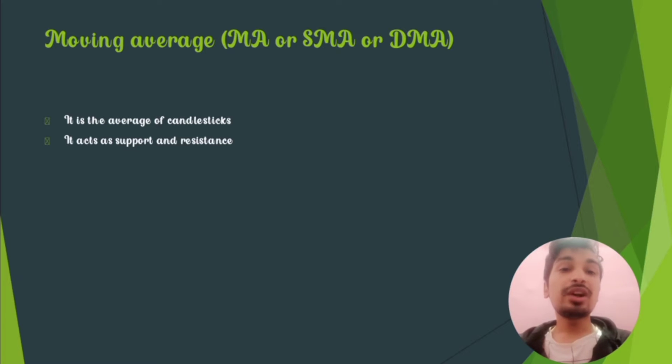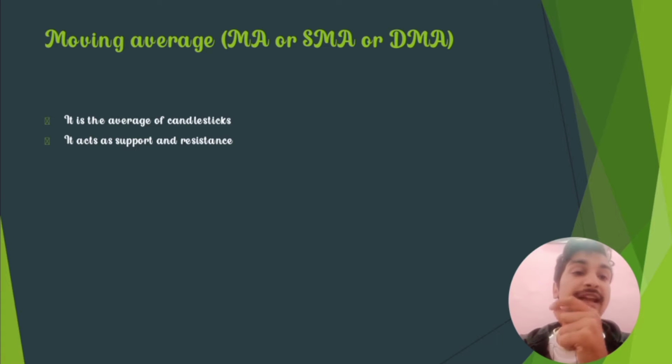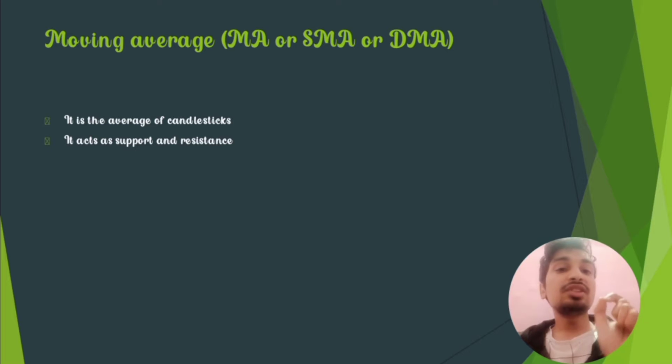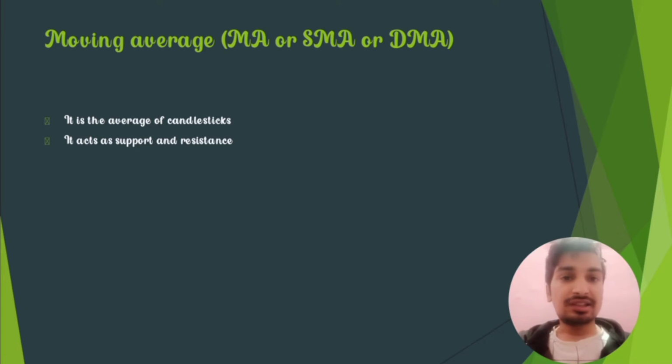So now what is the moving average? It is the average of the candlesticks. Because we will be using the indicators on the charts, on the chart we will be using the indicator. So there will be the candlestick chart, right? I told you we will be using the candlestick. So on the chart you will be using an indicator, and it will tell you more about the chart. So moving average is the average of the candlesticks and it acts as a support and resistance.